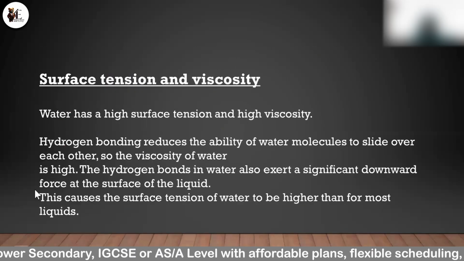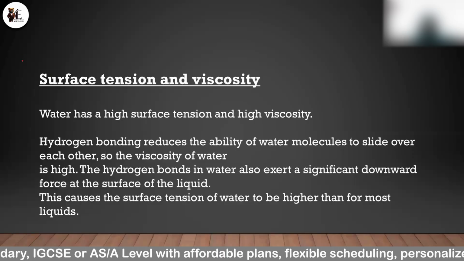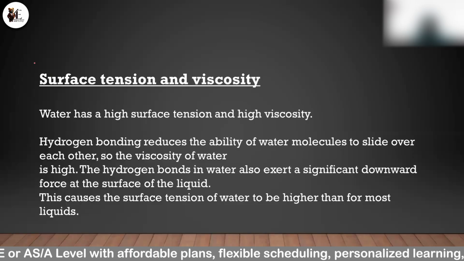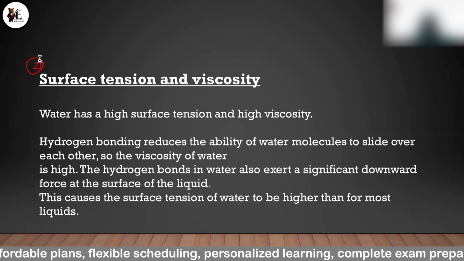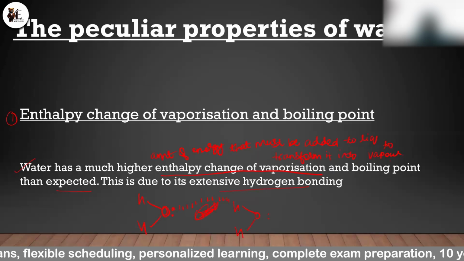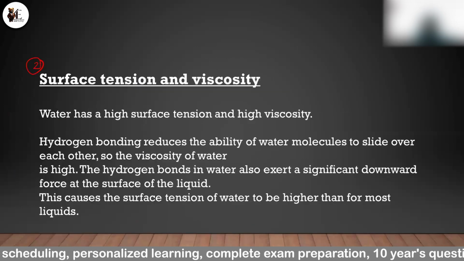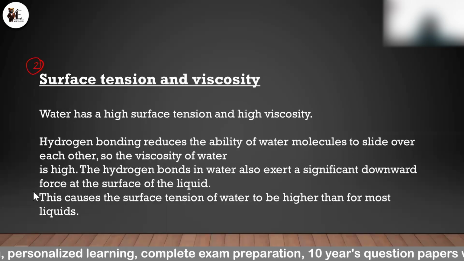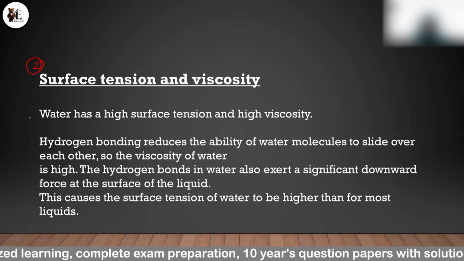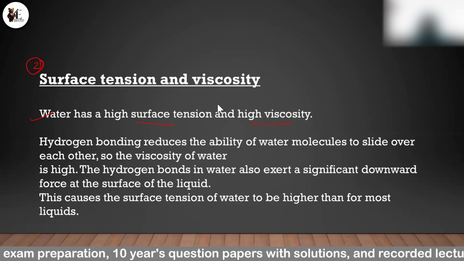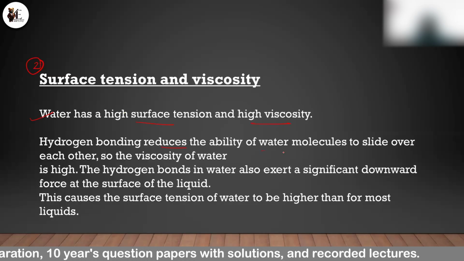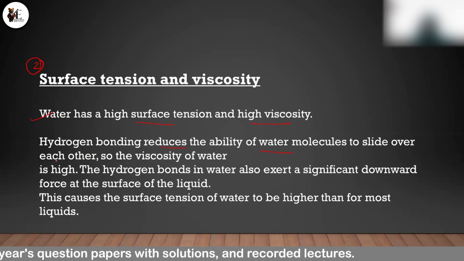So under the topic peculiar properties of water, the first property we have studied is enthalpy change of vaporization and boiling point. The second property is surface tension and viscosity. Water has high surface tension and high viscosity. Hydrogen bonding reduces the ability of water molecules to slide over each other.